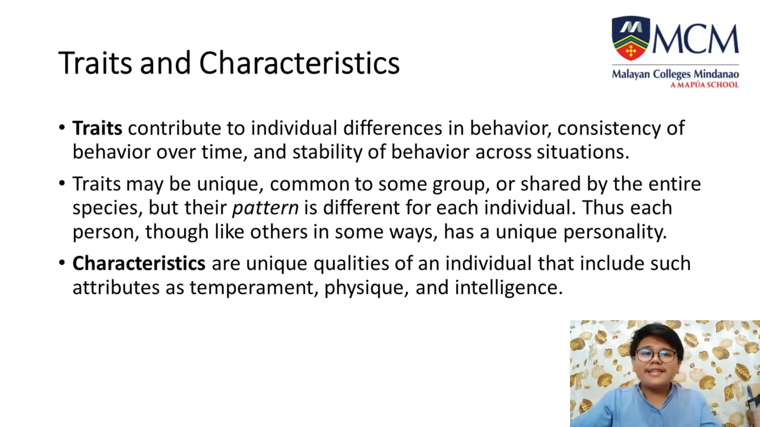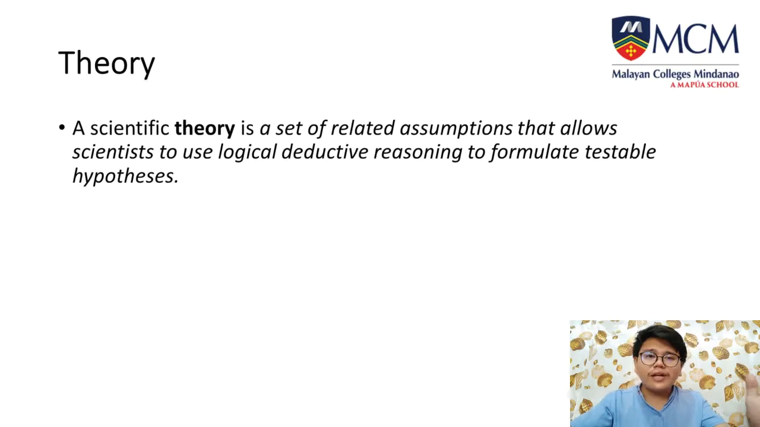Now, why is it a theory? Because a theory is a scientific theory. It is a set of related assumptions that allows scientists to use logical deductive reasoning to formulate testable hypotheses. That's why personality is also a theory, because it hypothesizes a concept that might be true to most people, but not everyone. That's why it is still called a theory, because it is not a law. Once it is true to everyone, then it is a law, of course.